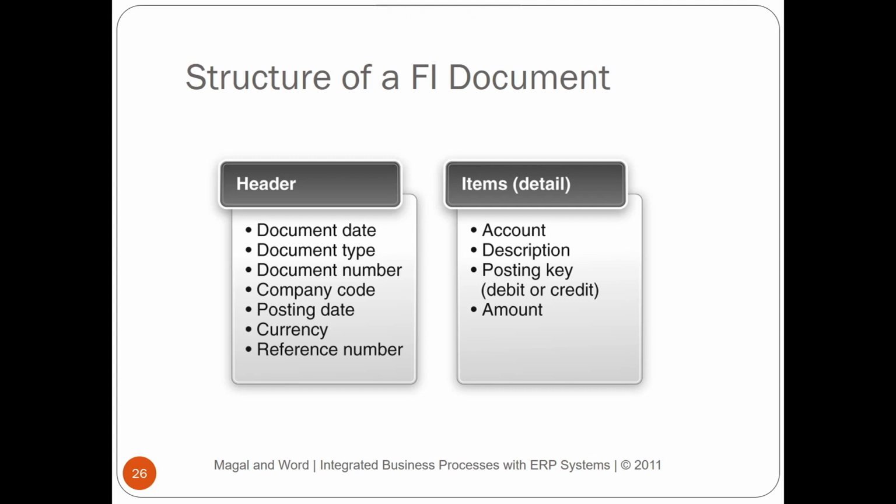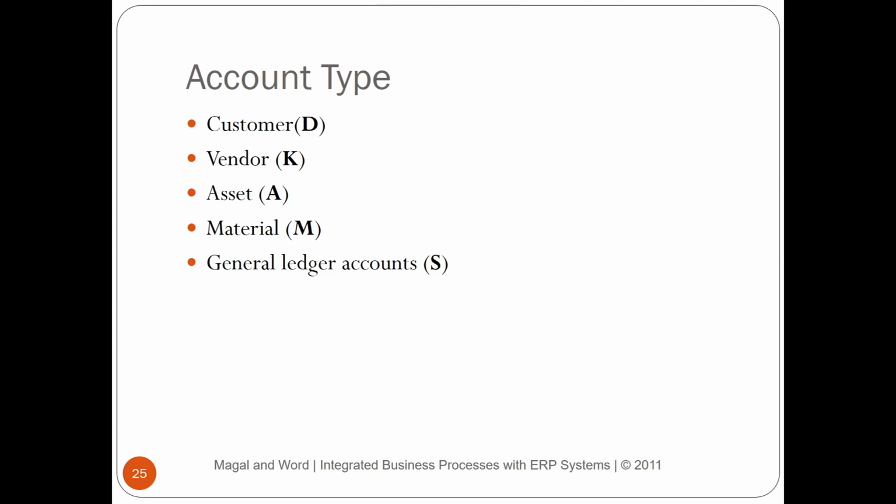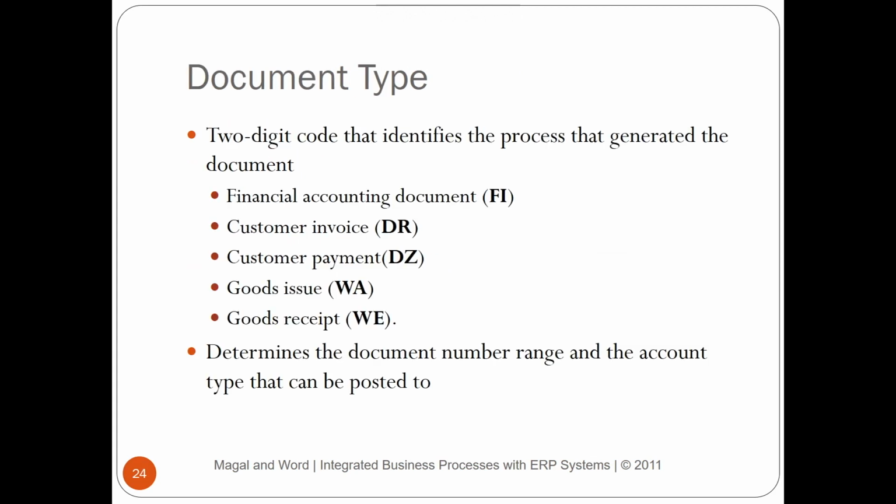A document type is a two-character code that identifies the specific business process step that generated the document. Like we can see here, the commonly used document types include the customer invoice, DR, customer payment, DC, goods issue, WA, and goods receipt, WE. A document type determines the document number range and account type associated with the posting.